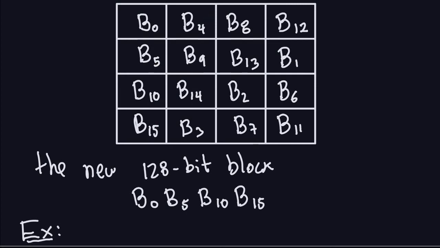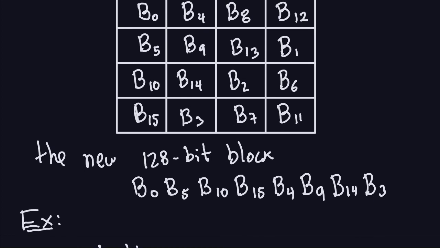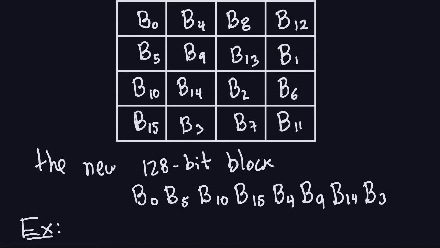So it'll be B4, B9, B14, B3. That's going to be the second column. Let's continue with the next column. Remember that whole thing is supposed to be just one block of 128 bits. So the next one will be starting from here, from B8. Let me go to the next line, I cannot do it in the same line because I don't have space there. So it's going to be B8, B13, B2, B7.